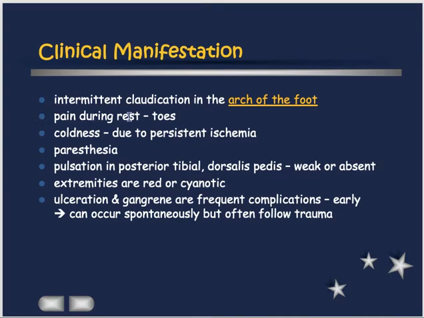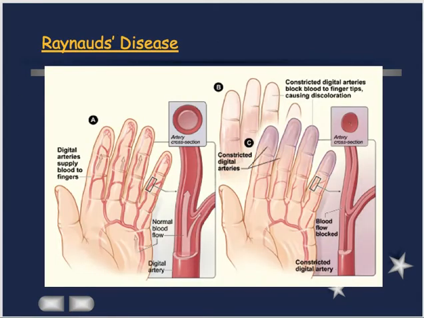What are the clinical features? They have intermittent claudication if it is affecting the foot, pain during rest, coldness, same thing. There is no difference, okay? But what I'm talking about is Raynaud's disease and Buerger disease. In Buerger disease, it is an occlusive disease. There is occlusion, right? Raynaud's disease is common in young females, okay?